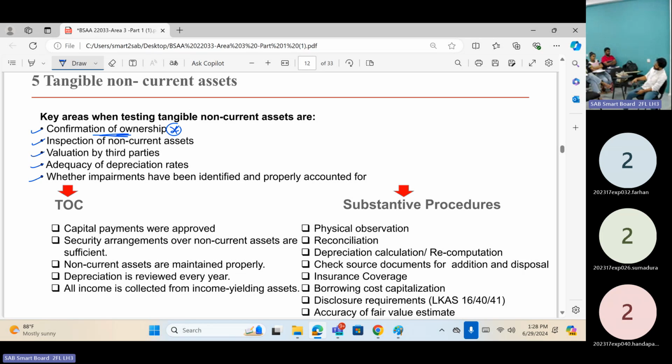Once you are checking this insurance coverage, what are the things you need to check? Whether we have taken insurance coverage for all assets, the insured amount, and whether we have paid that. Is it expired? All those things can be checked. Another thing is the coverage.